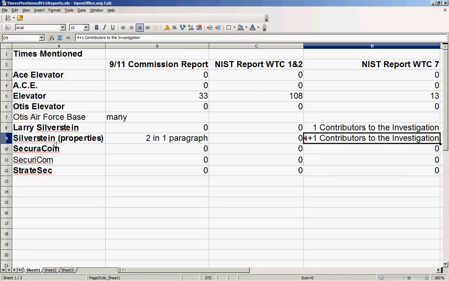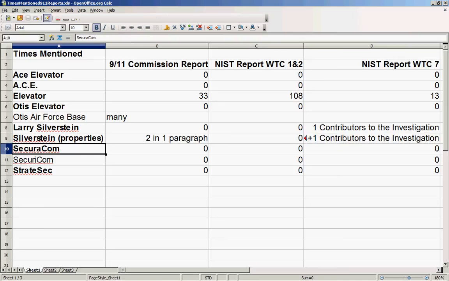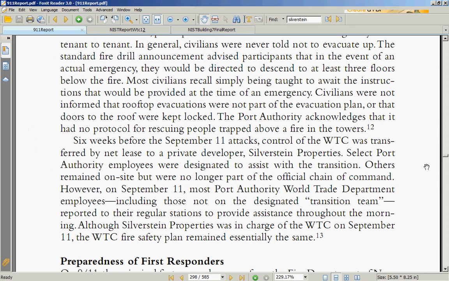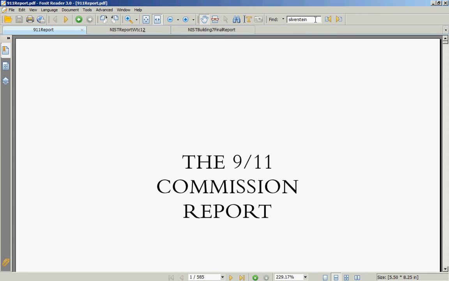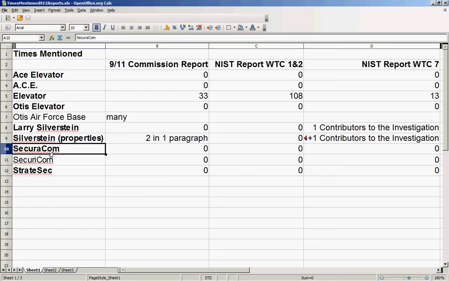Okay, now in an investigation, certainly you want to talk to the security guards to see if anything suspicious was going on. Could the ACE elevator employees have been bringing big boxes that possibly contained explosives? So let's take a look and see how many times Securacom appears in the 9/11 Commission report.